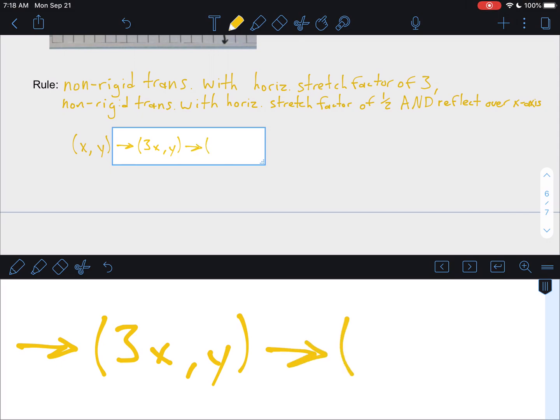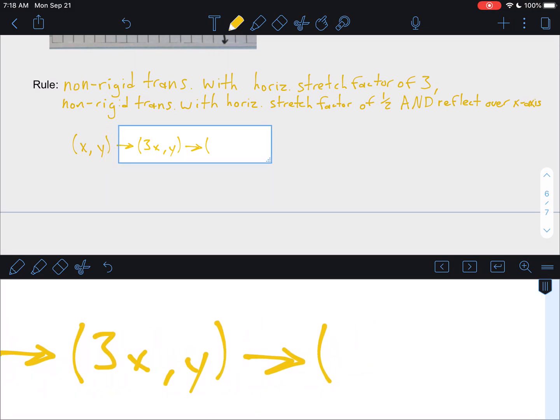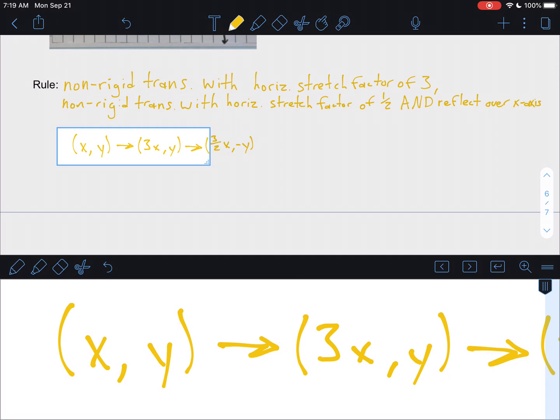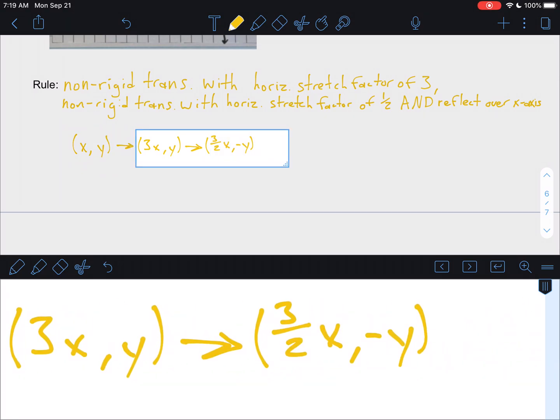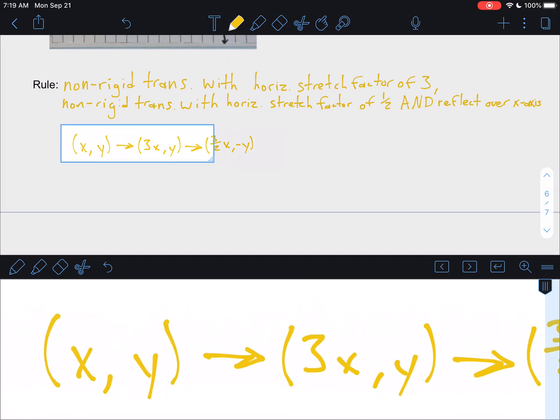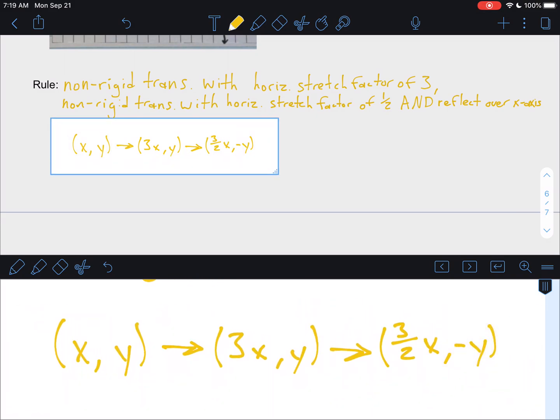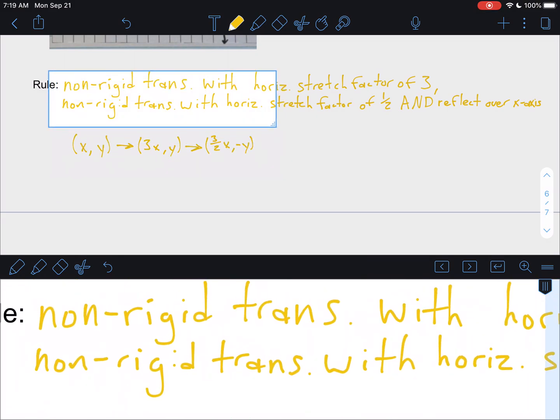took half of whatever came in the first place. So in the first place, instead of x, it's 3x. So half of 3x is going to be 3 halves x, and then it flipped over the x-axis, which means the y values became negative. So it went from xy to 3x, y to 3 halves x, negative y. And that's all we got to have. But it's good to write this out too, just so we can describe it in words.